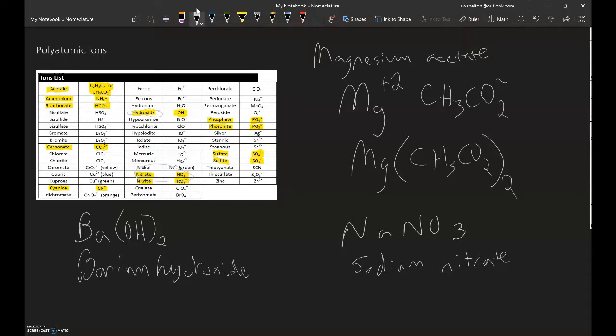You do not need any prefixes to tell how many there are. All you have to do is just simply name it using the naming methods that I've talked about already. The metal is given its element name, and then the non-metal, in this case the polyatomic ion, is just named based off of the polyatomic ion.